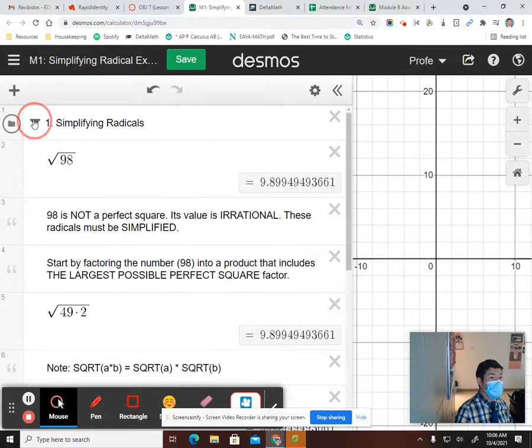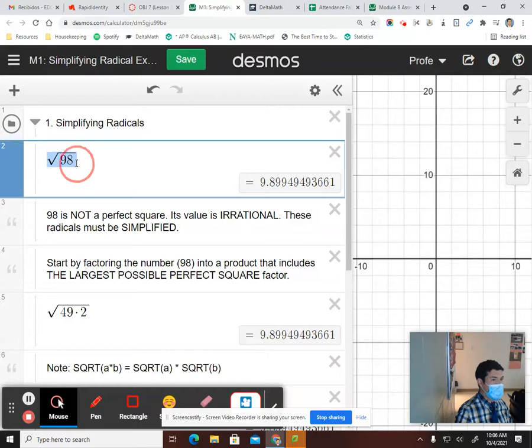All right, today's lesson is simplifying radical expressions. So, what is a radical expression? It's a number that can be written under a square root, right? Or under any type of root. So, here's my first example. Let's say we were to simplify the square root of 98.